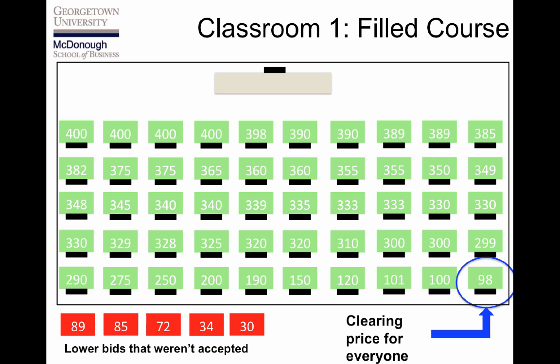No matter what students bid individually, all the students there in green who got into the class were charged 98 points. And then in red, you see the students whose bids were too low to get into the class. So they didn't get in, they won't be registered, and they won't be charged any points.